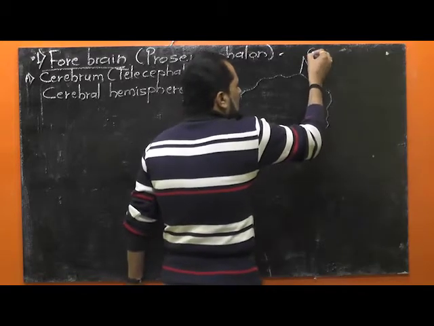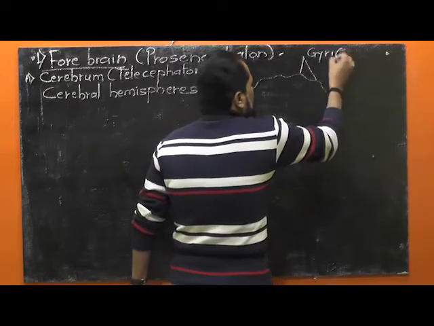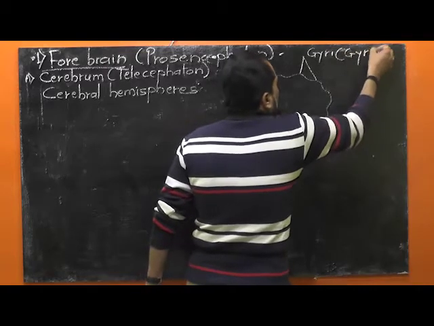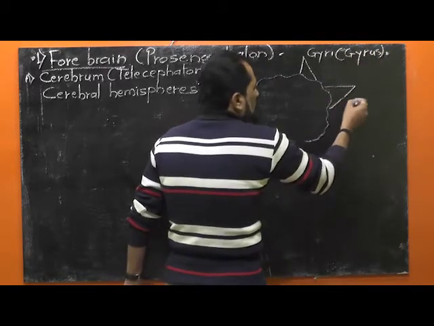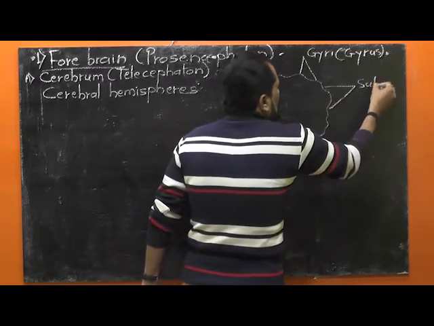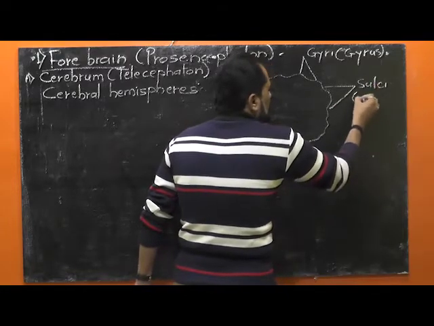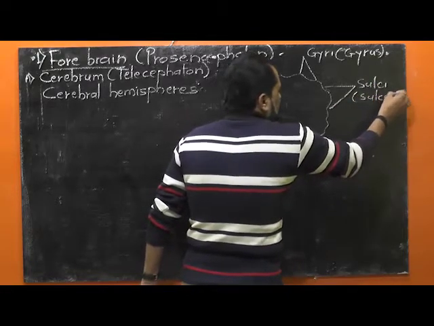These are known as gyri, singular gyrus, and the grooves are known as sulci, singular sulcus.